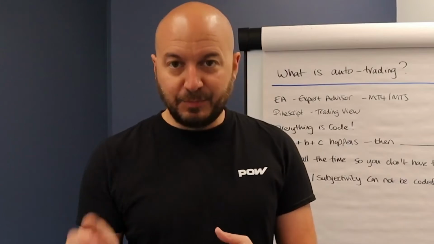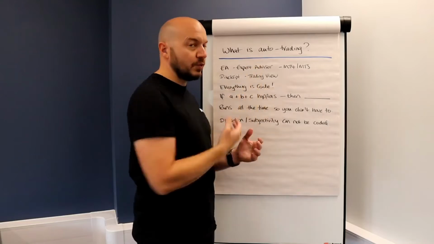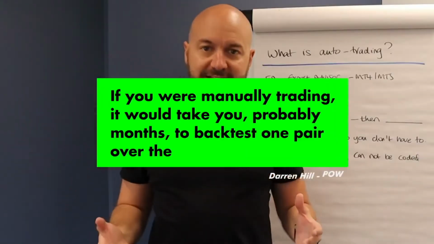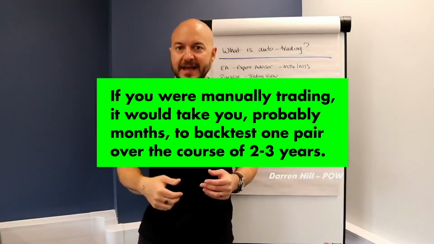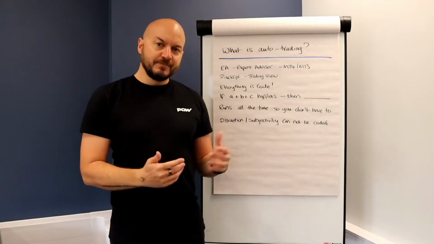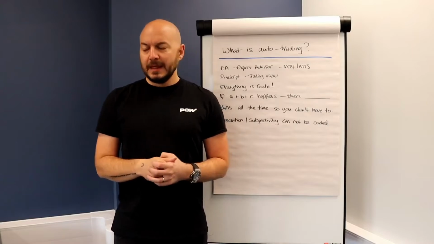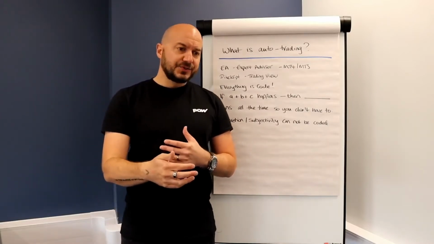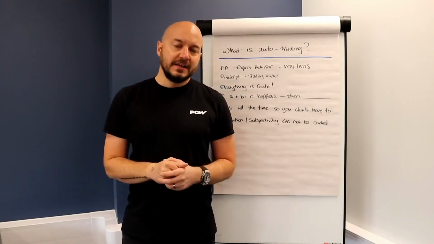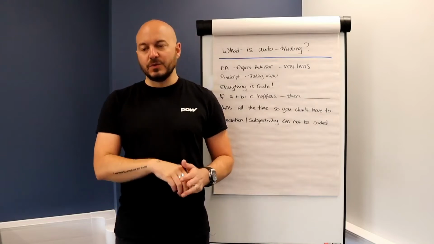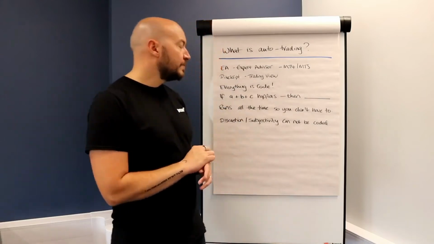Very quickly you could create a strategy. Now, at the press of a button, you'll know very, very quickly if that's profitable or not, which is also the other benefit of auto trading. If you were manually trading, it would take you probably months to backtest one pair over the course of 2 or 3 years, whereas at the press of a button with some code, we can see straight away if that equity curve is profitable, and also test various different parameters very, very quickly using MT5 or whatever strategy tester functions that you can use.